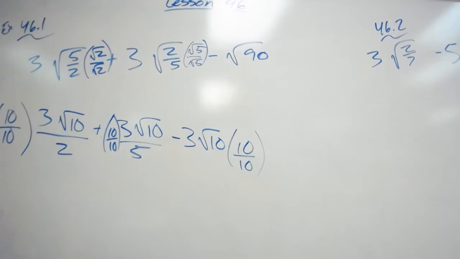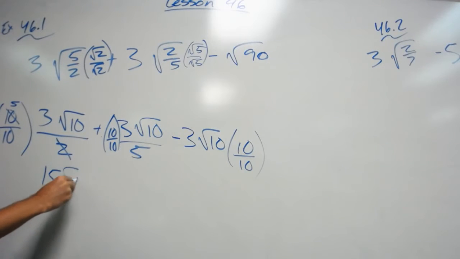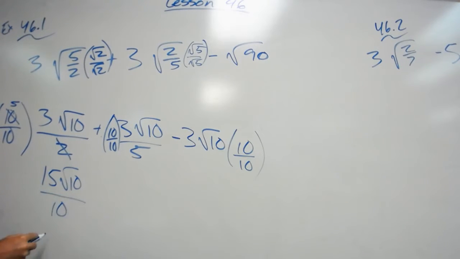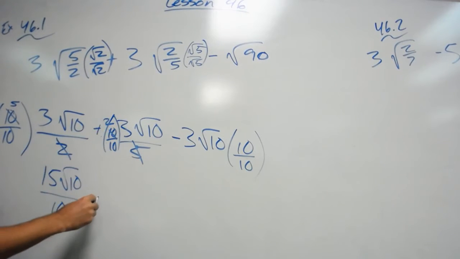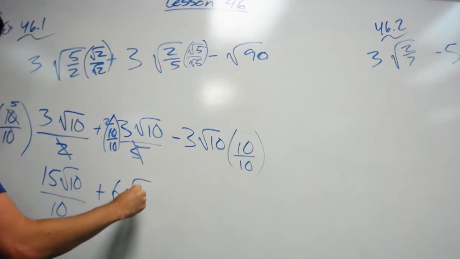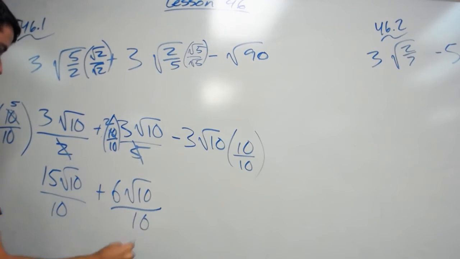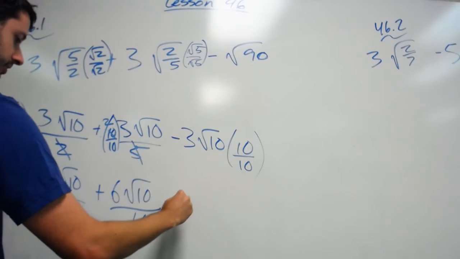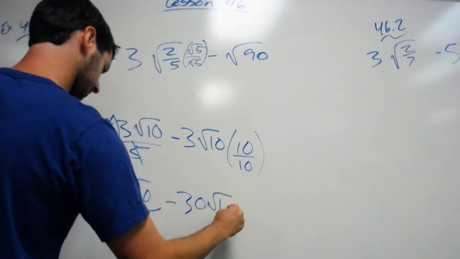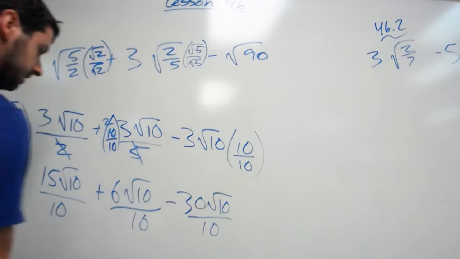And when we multiply, the 2 and 10 would cancel to be a 5, so 5 times 3 is 15 radical 10 over 10. 5 and 10 would cancel to be a 2. 2 times 3 is 6, so plus 6 radical 10 over 10. Then we have minus 3 times 10, nothing cancels, 30 radical 10 over 10.